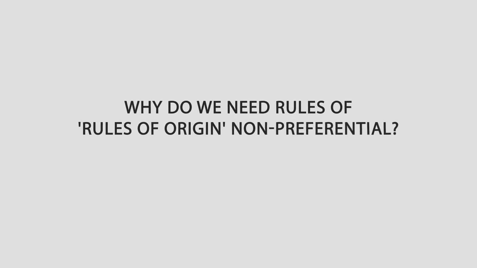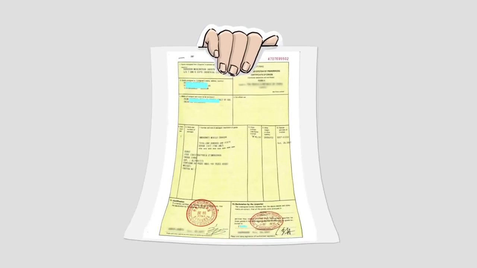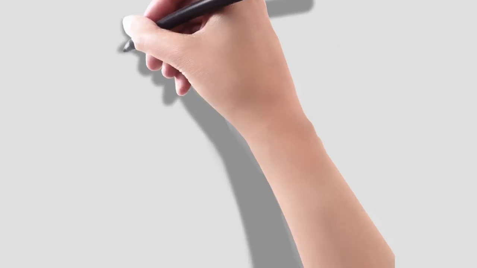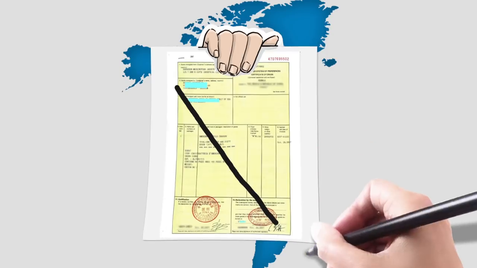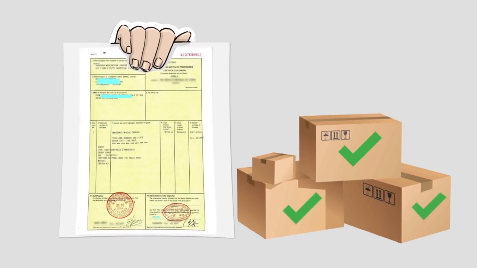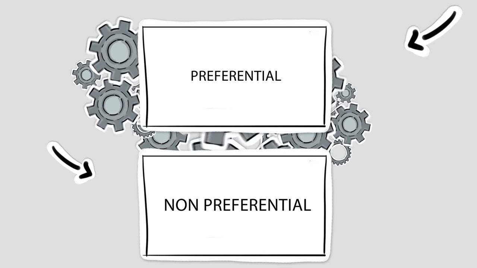Why do we need Rules of Origin Non-preferential? Non-preferential certificates of origin do not confer any tariff benefits. However, the importing country may still call for it for other reasons. Certificate of Origin. To prove that a good satisfies the rules of origin, a document called Certificate of Origin, COO, is issued. They again are of two types, preferential and non-preferential.